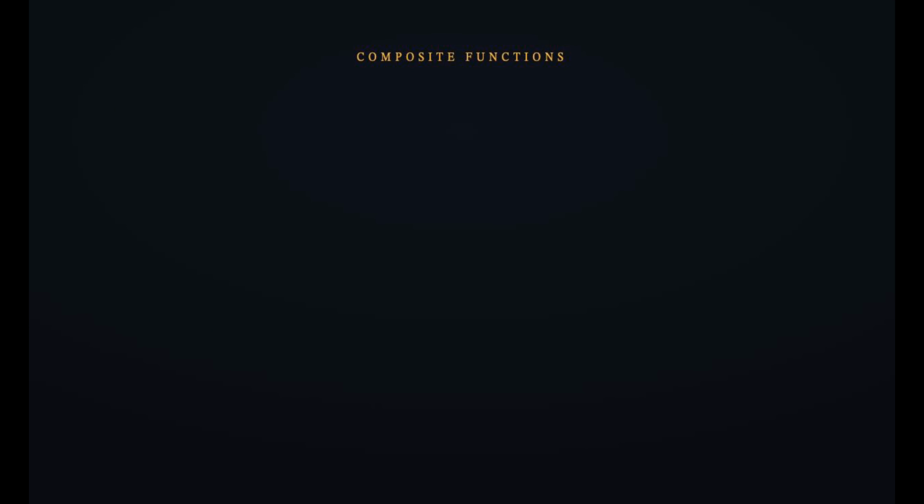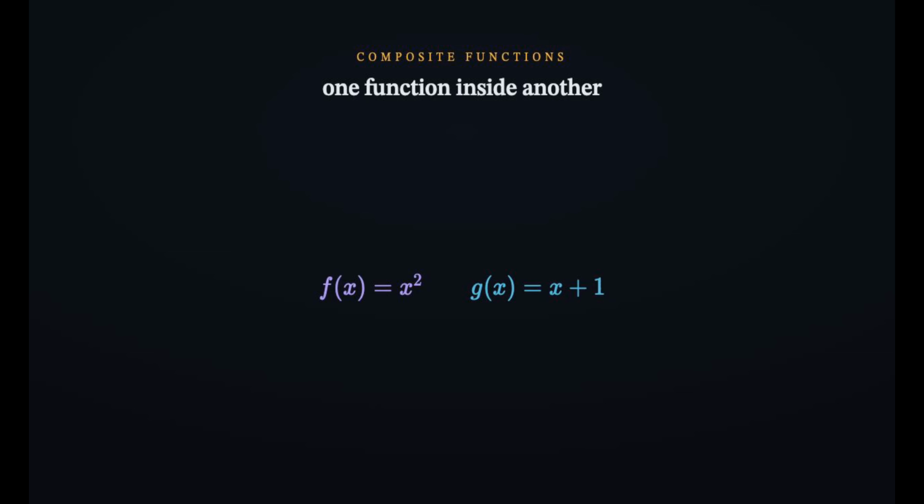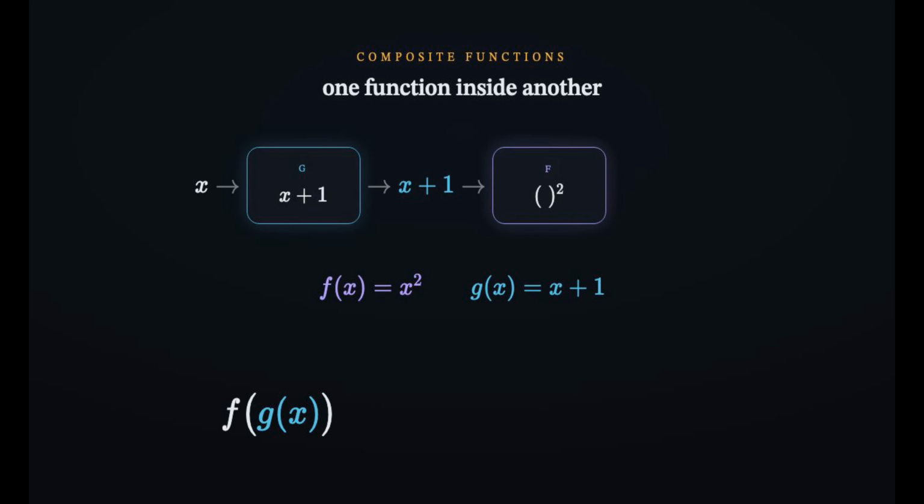Finally, a composite function means putting one function inside another. If we have f of x equals x squared and g of x equals x plus 1, then f of g of x means first do g, then put the result into f. So f of g of x is equal to f of x plus 1. Since f squares its input, f of x plus 1 equals x plus 1 all squared.